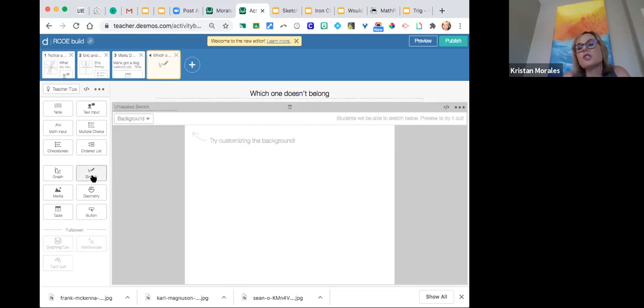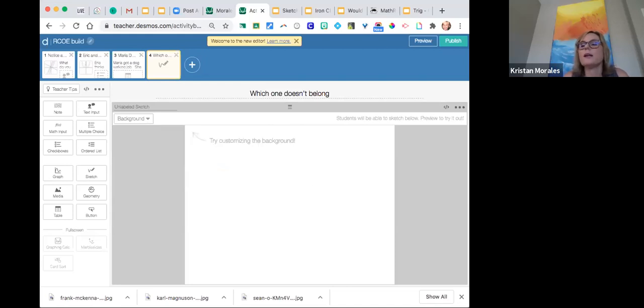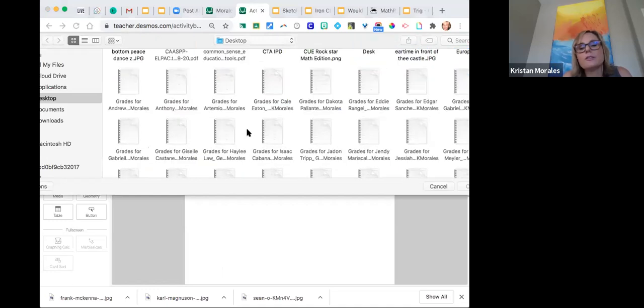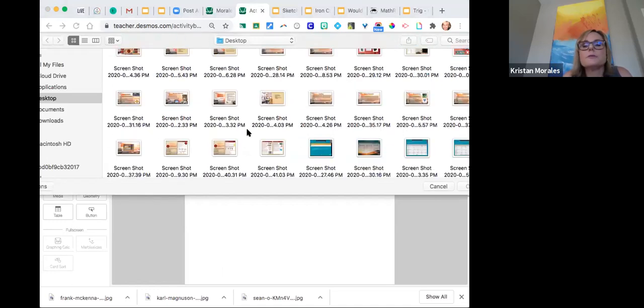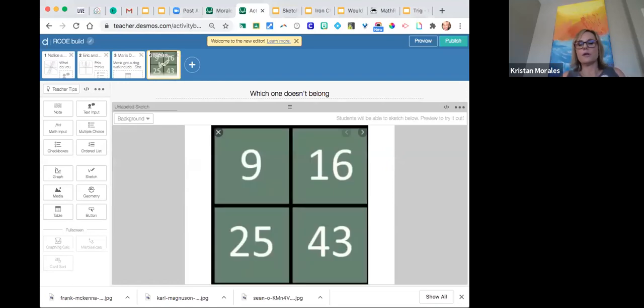Now, when you put a sketch, it can just be a plain white sheet of paper, or you could customize your sketch, right? With a background, I can add an image by dragging it here or clicking to upload. So, or if you want to use graph paper. So I had an image, like a which one didn't belong image. I can just drag it in there like that. I'm gonna put custom image. I'm gonna go get my custom image, which is right here. Okay, so now I have my custom image for which one doesn't belong, right? And I'm gonna move this over.